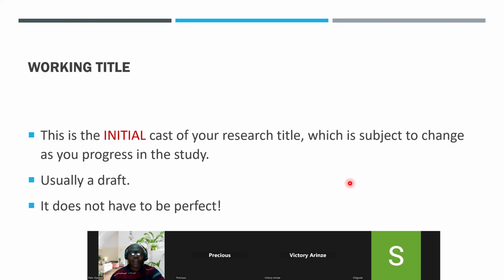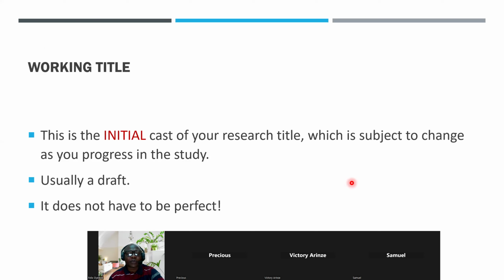So let's start with based on the stage of your work. Usually, when you start any research, it will be expected of you to come up with what we call a working title. The working title is like the crude form of your title that is not yet polished, not yet refined. And usually every research work starts with a working title.